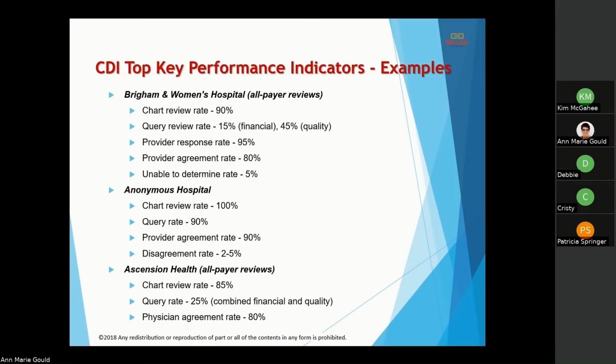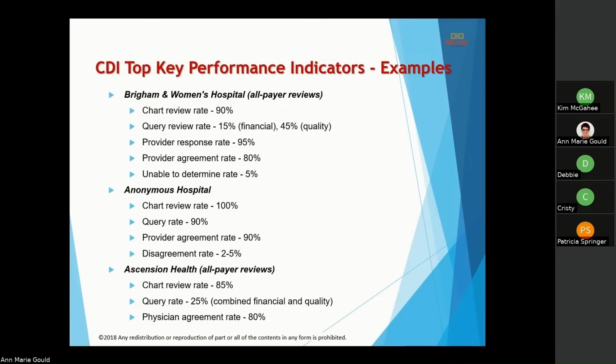Look at the query rate for Brigham. They divided out their financial and quality. For quality, they want 45% queries. So they want more quality queries sent than financial, because they feel that financially, 15% is good, but 45% quality. Because what are they looking at from a quality perspective? They're looking at HACs, PSIs, all your quality initiatives that are out there today. Wow. So I found that really interesting.